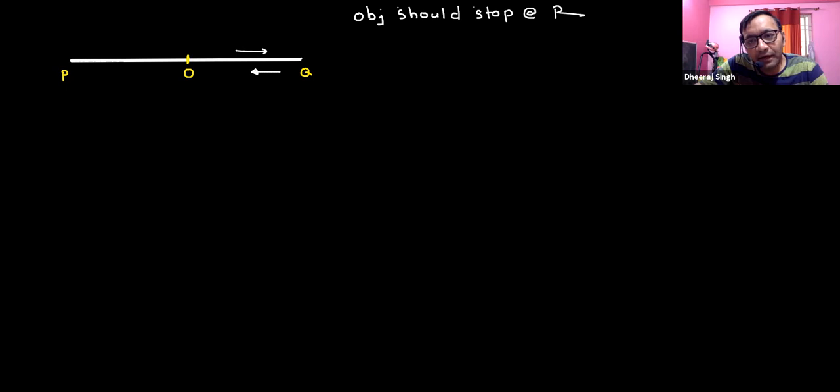And there are extreme positions. Let's say P and Q are the points till where the object goes and then comes back, a to-and-fro motion. So can I say that the object has to stop at P and Q? While it is going towards Q like this, it has to stop at Q and then come back. Is that true, that the object should stop at P and Q? All of you agree or not?